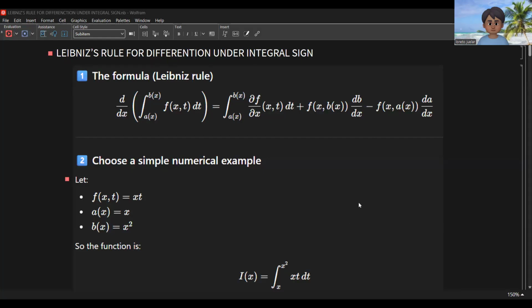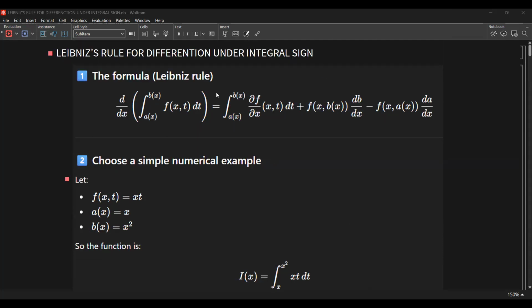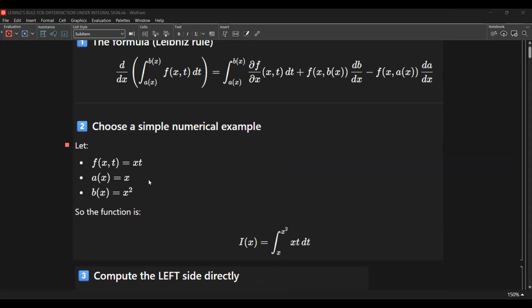This is the Leibniz rule for differentiation under the integral sign. So we have the formula of the Leibniz rule here. I have to first give a numerical example. This is the formula that we are going to use, the Leibniz rule for differentiation under the integral sign. So let f of x, t.